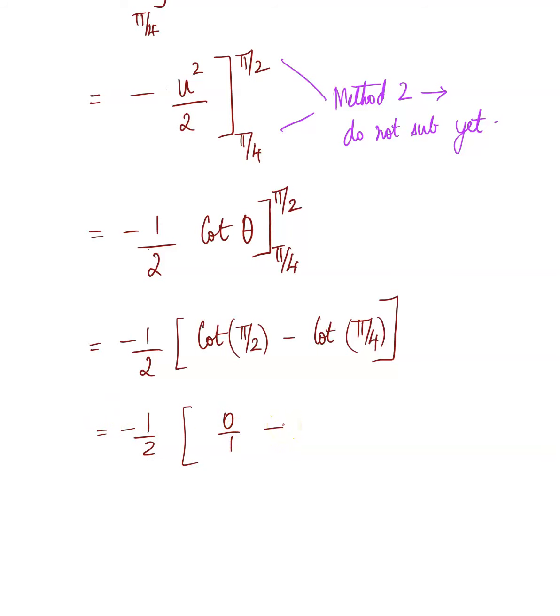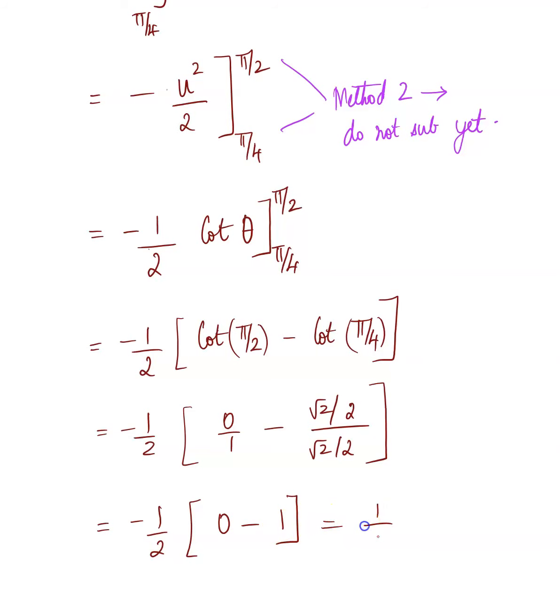And 45 degrees, right? 45 degrees is root 2 over 2 comma root 2 over 2. That's the coordinate. So it's going to be root 2 over 2, the x coordinate, divided by the y coordinate, which is basically 1. So 0 minus 1. So it's negative half times negative 1, which is positive half.